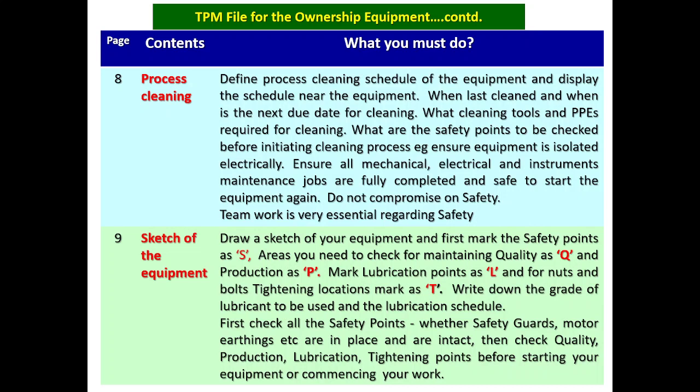Next important point is to draw a sketch of the equipment and first mark safety points as S. Areas you need to check for maintaining quality as Q and production as P. Mark lubrication points as L and tightening locations for nuts and bolts as T. Write down the grade of lubricant to be used and the lubrication schedule. First check all the safety points, whether safety guards, motor, earthings, etc. are in place and are intact. Then check quality, production, lubrication, tightening points before starting the equipment or commencing your work.